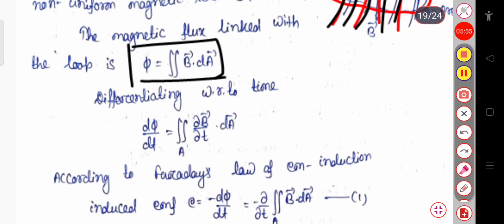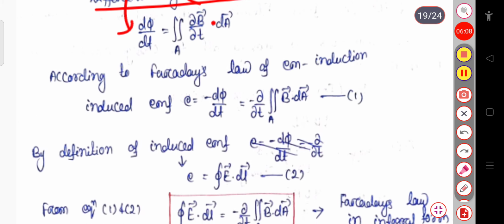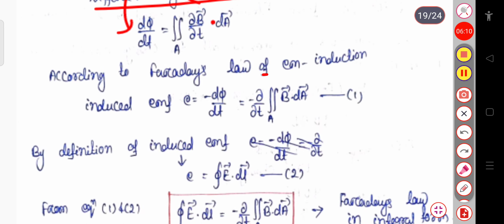So if I differentiate this with respect to time, then d phi by dt will be equal to the integration over dou B by dou t dot dA. Simply we are differentiating with respect to time. Now, according to Faraday's law of electromagnetic induction, the induced EMF can be represented as E equal to minus d phi by dt. We can say this is Lenz's law because here we are substituting the negative sign. So according to Lenz's law, E equal to minus d phi by dt.